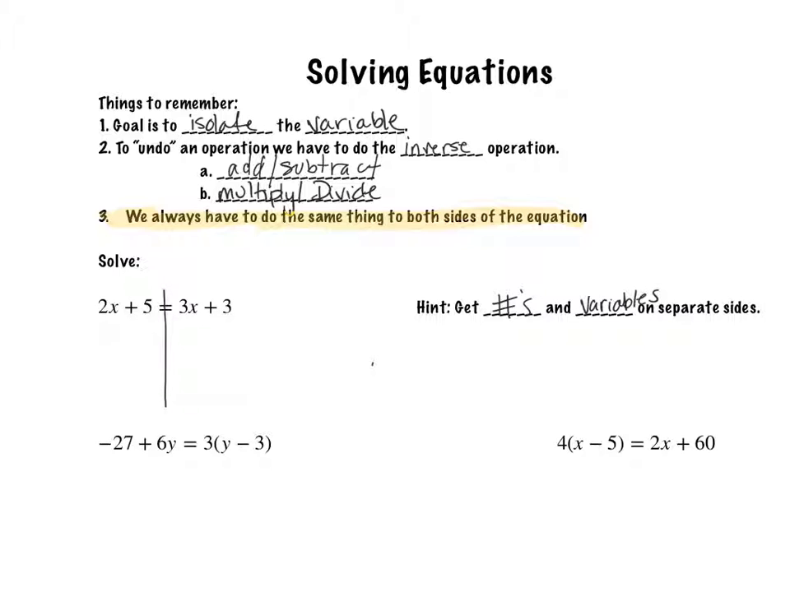Think of that as adding. Sometimes if it's not written in front of it, we struggle with that. So if it's positive, I think of it as adding. So I do the opposite, take away 2x, and I have to go to the other side of the equation. I have to go to the other side of that line.